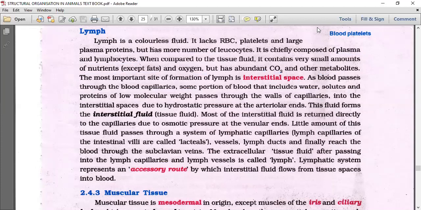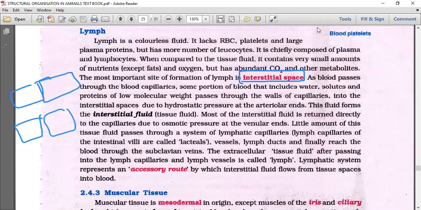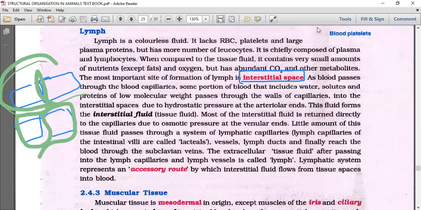The most important site of formation of lymph is the interstitial space. What is the interstitial space? The space present between the cells we call the interstitial space. The space, here it is, the green one which I am showing. The space present between the cells is called the interstitial space.